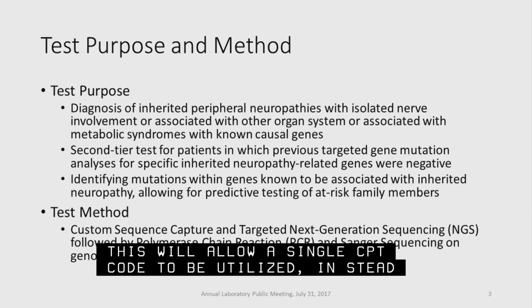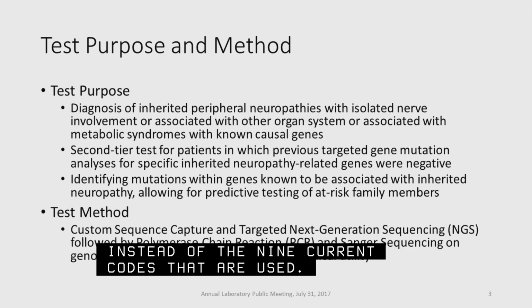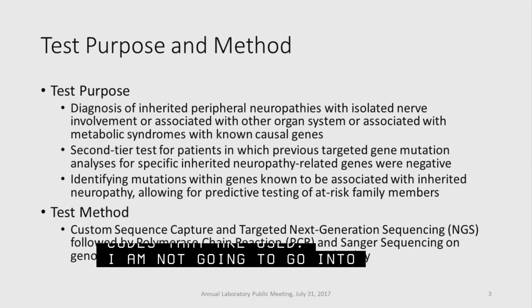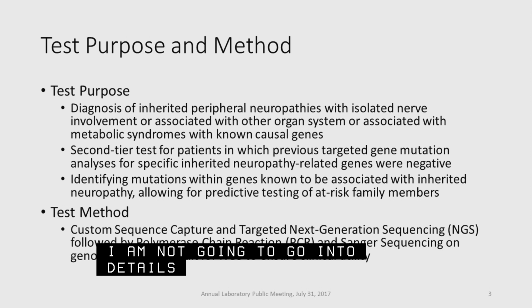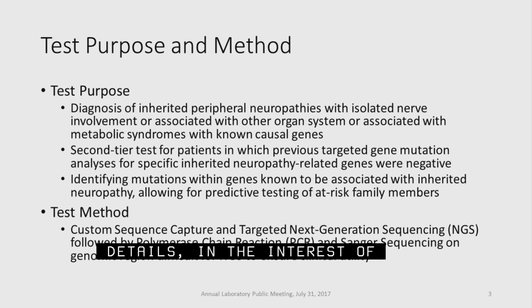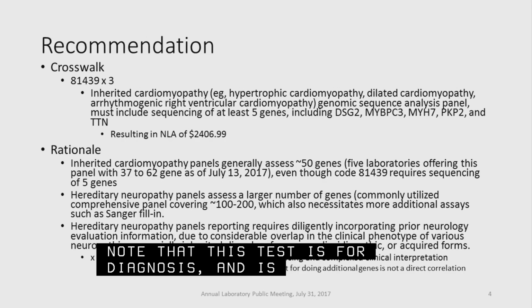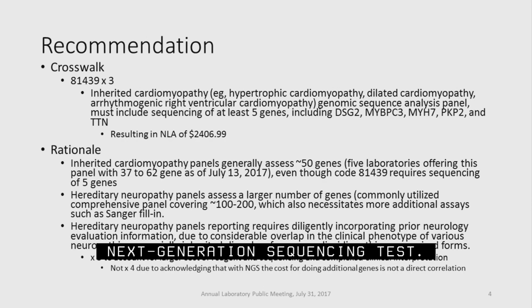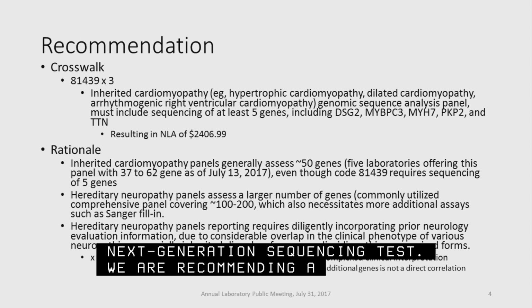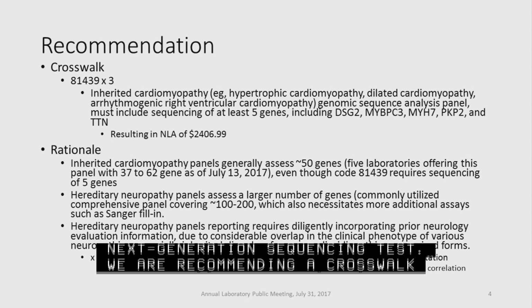I'm not going to go into details of this test in the interest of time since the information is here. Note that this test is for diagnosis and is a next-generation sequencing test. We are recommending a crosswalk to CPT 81439, the cardiology genomic sequencing procedure, but with a multiplier of 3.